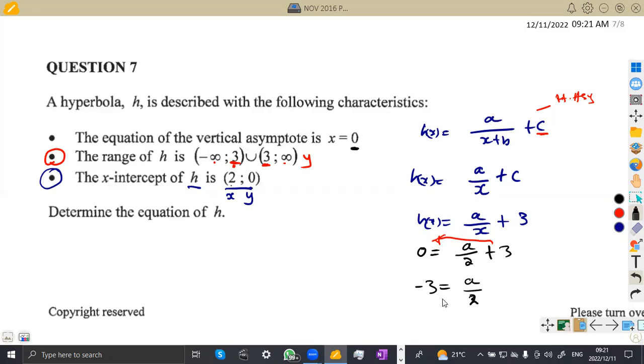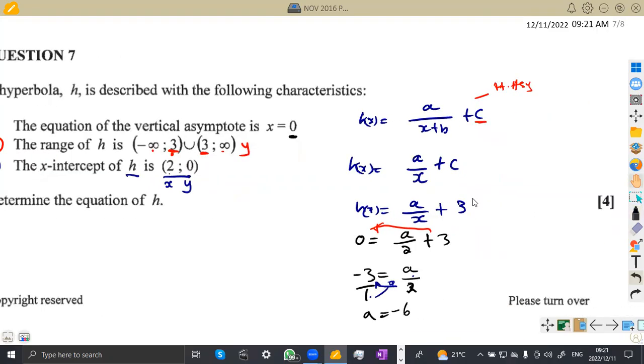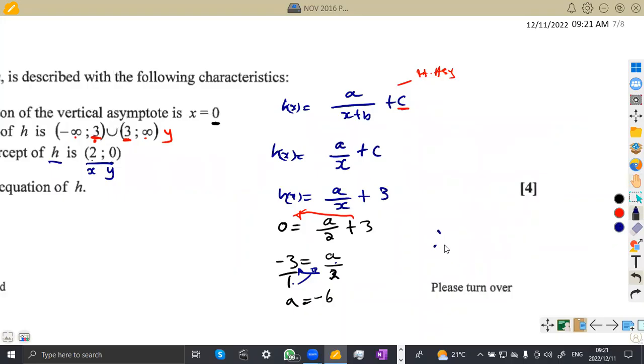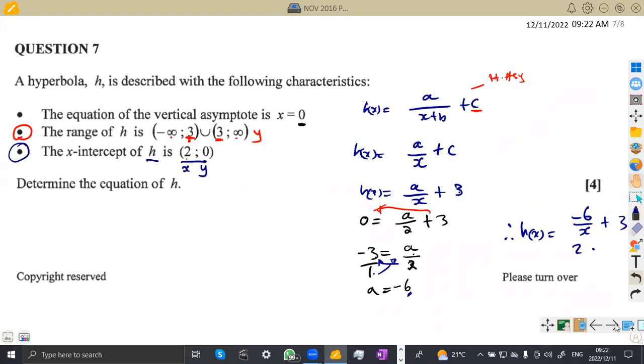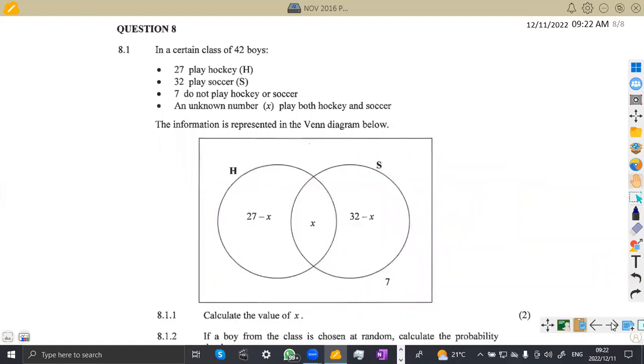So you can cross multiply, because this is the same as over 1. If we cross multiply here, 1 times a, that's a, is equal to 2 times minus 3. That's minus 6. So therefore h(x) is equal to negative 6 over x plus c, where c is 3, so it's going to be plus 3. So that's our h(x), guys. So that was the information, question 6. Question 7 has a total of just 4 marks. So yeah, they can ask these questions like this.